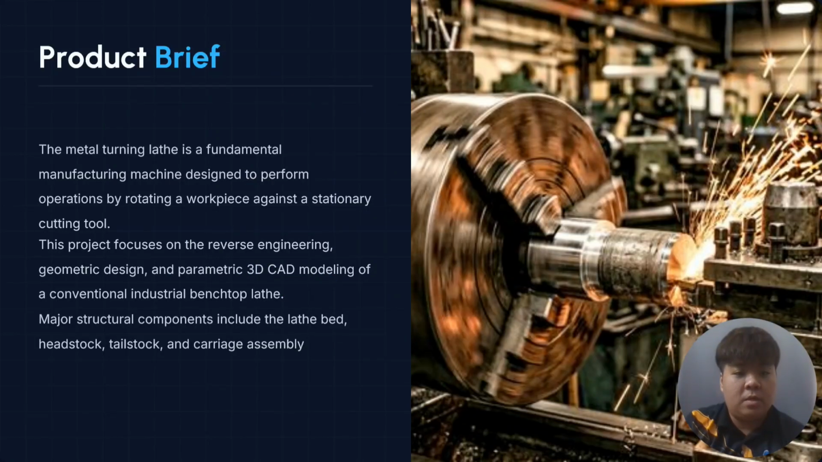So first of all is the product brief. A metal turning lathe is a fundamental manufacturing machine designed to perform operations such as rotating a workpiece against a stationary cutting tool to form a final product. In this project, the focus is on the reverse engineering, geometric design and parametric 3D CAD modeling of a conventional industrial lathe machine. The major structural components include the lathe bed, headstock, tailstock and also the carriage assembly.